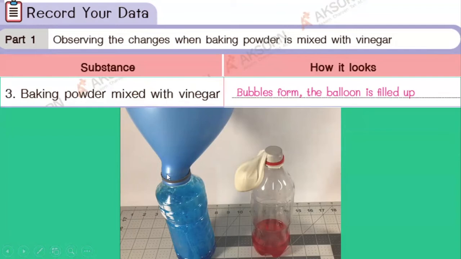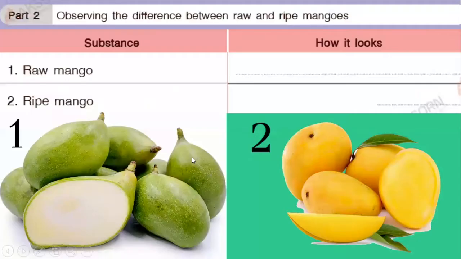So pause the video, please write it down. Bubbles form, the balloon is filled up. Before you write, please repeat after me. Bubbles form. The balloon is filled up. Okay, pause the video and write down everything in your work textbook. All right, we continue.